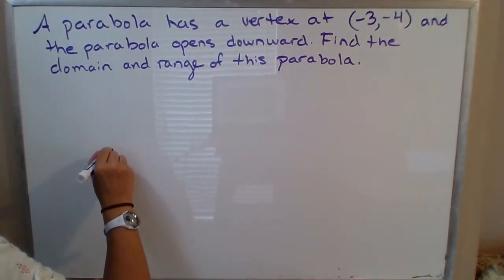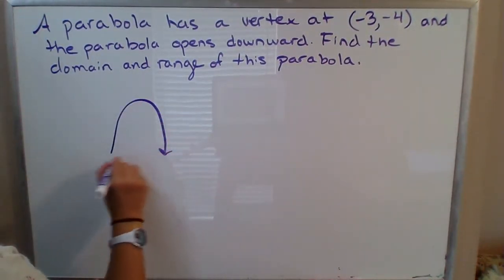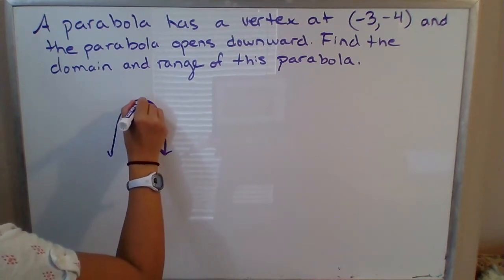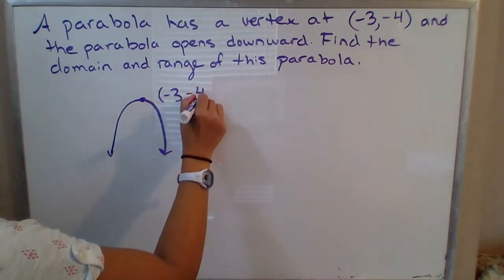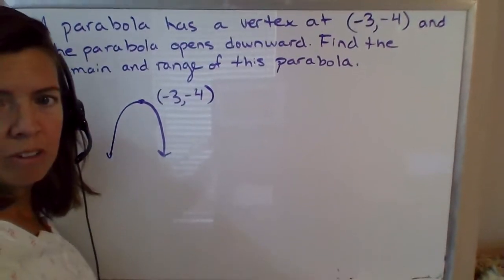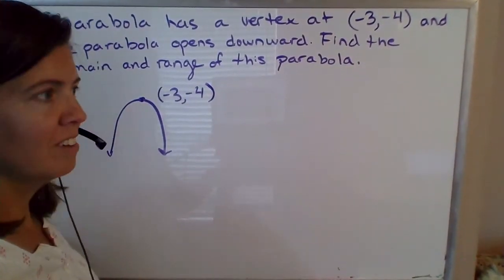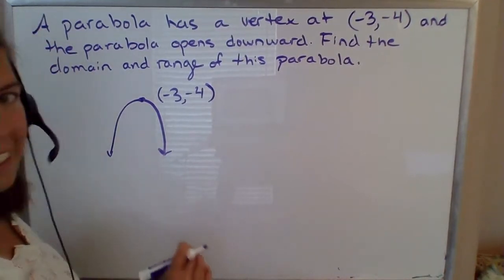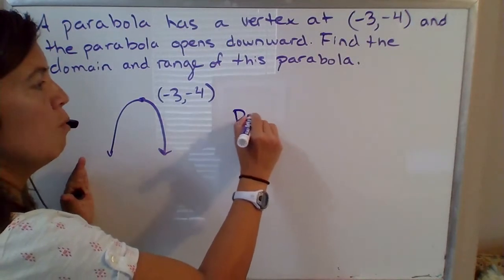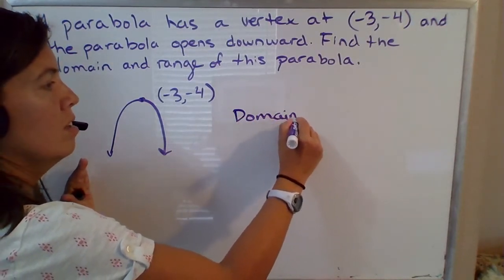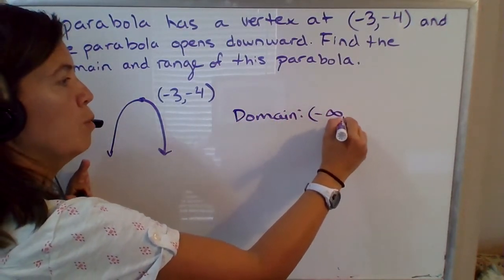So I'm just going to draw a parabola opening downward and indicate the vertex here is at -3, -4. Okay, so the domain associated with any parabola, it's always all real numbers.